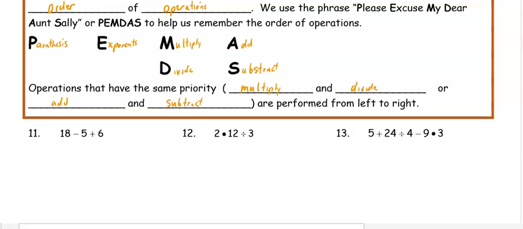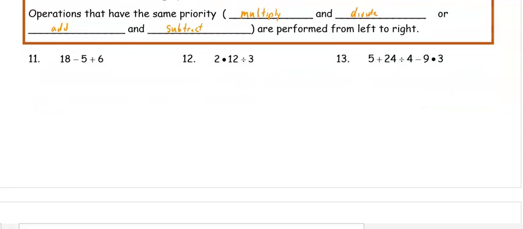So in number 11, we have 18 minus 5 plus 6. So there are no parentheses, there's no exponents, there's no multiply and divide, there's only add and subtract. So we're going to go from left to right. So first we're going to combine the first two numbers. 18 minus 5 would get us 13, and we're going to bring down the plus 6, and then I add those together to get 19.